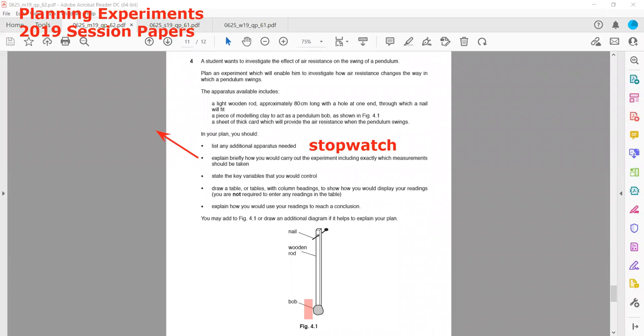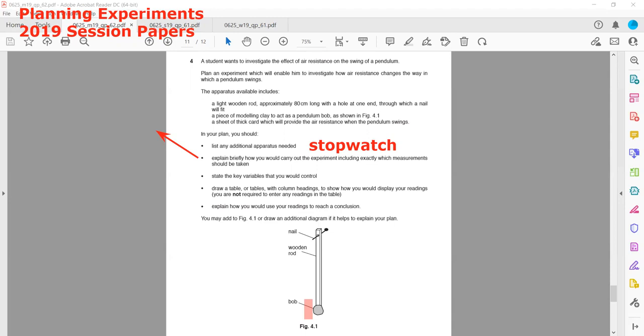We'll mark the mean and the extreme position, and then we'll release the pendulum and allow it to swing for, for example, 20 oscillations or 15 oscillations, and then find the time for one oscillation. We'll repeat the experiment, and we can change the air resistance by changing the inclination of the card. So how can air resistance be changed? We will change the inclination of the card.